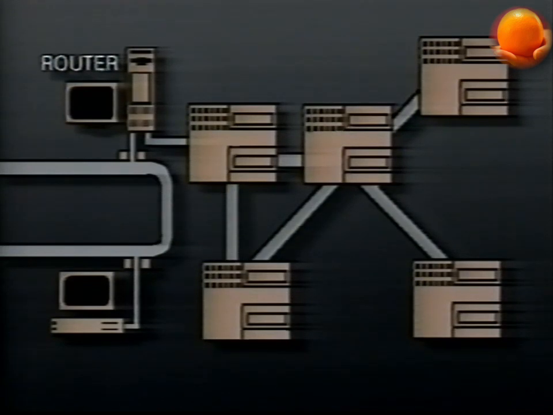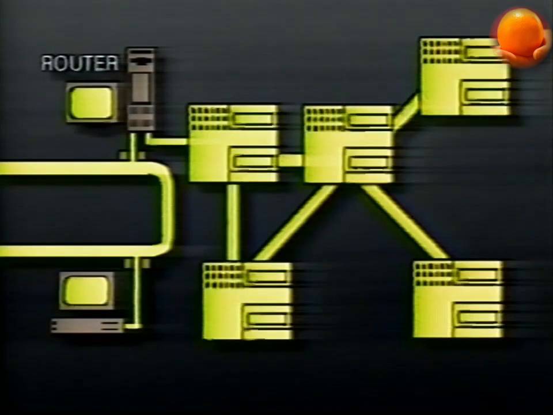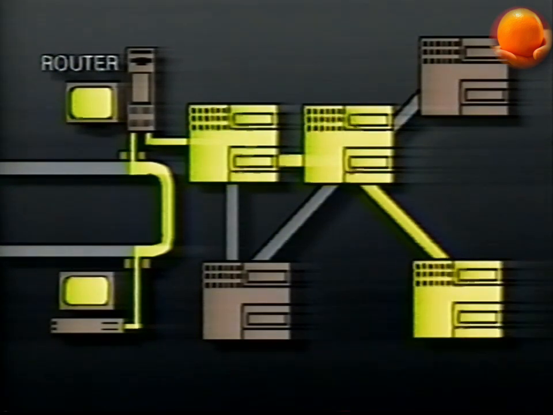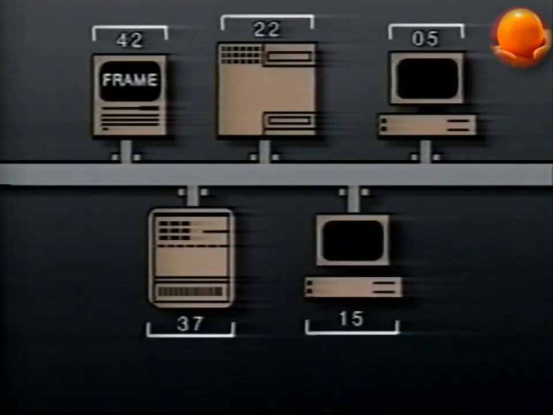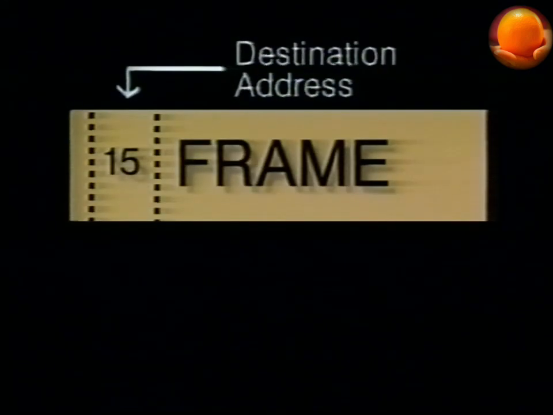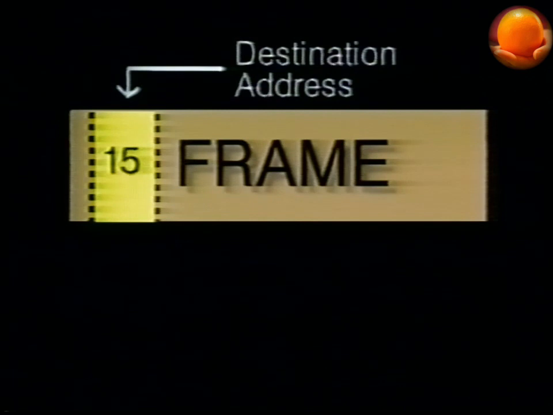A router performs a more complex function than a bridge. The router not only determines whether or not to send a message from one network to another, it also determines the appropriate route to use. In a typical local area network, a message is transmitted to all nodes. A receiving node uses the destination address to determine if it should process the message.